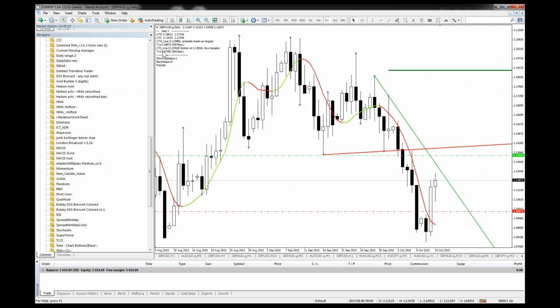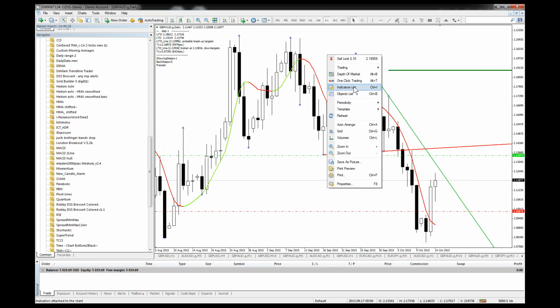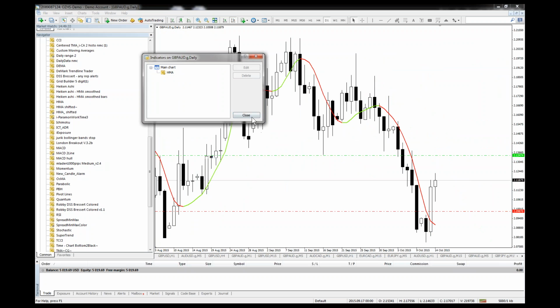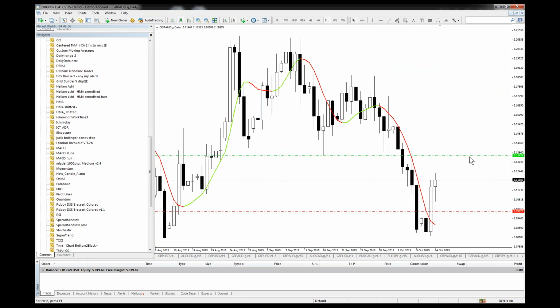Okay, so again, this gives you all the information here. So now let's go indicators list and DeMark Trendline Trader delete. And I just can't get rid of these 2 lines. And these 2 lines are based on something in here in current price, and I can't figure out what it is at the moment.